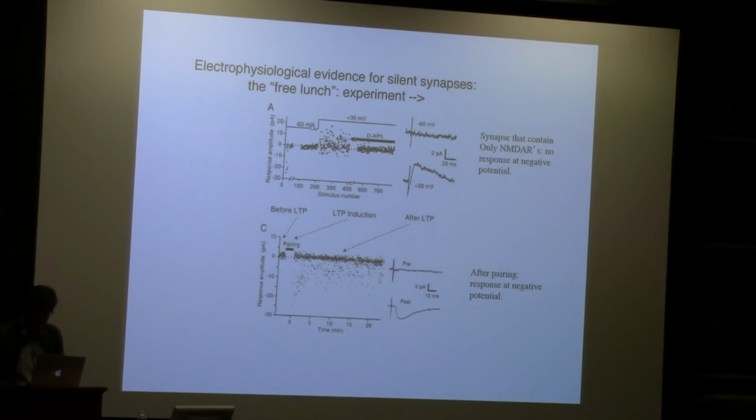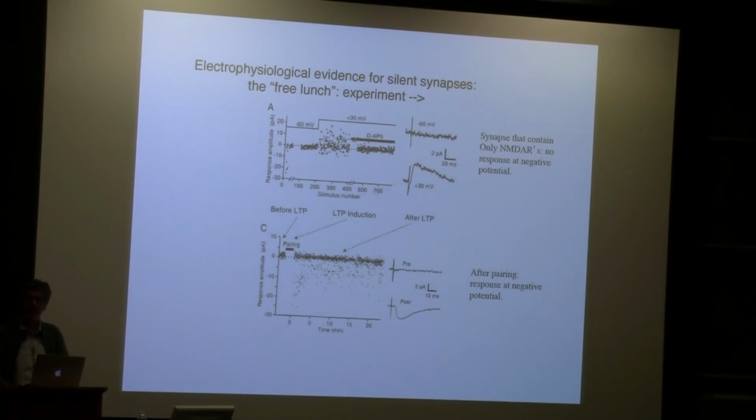Now this is a silent synapse. At minus 60, the NMDA receptors cannot activate because they are blocked by the magnesium, so you don't see any response. You see kind of a flat line here. Then you move to plus 30, very depolarized, no magnesium, and then you can get a response. This is how a silent synapse looks.